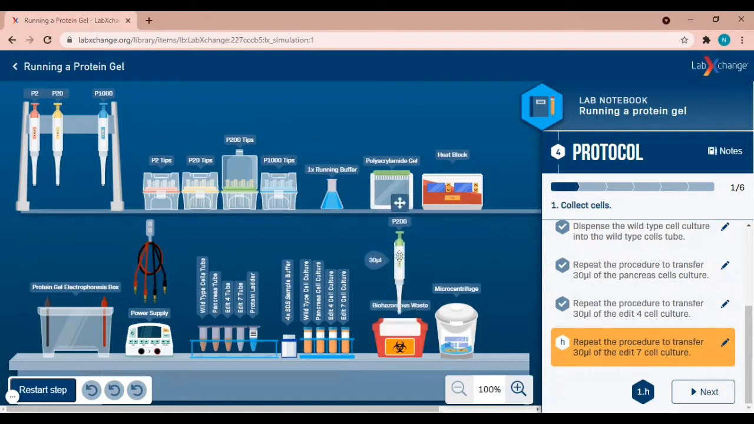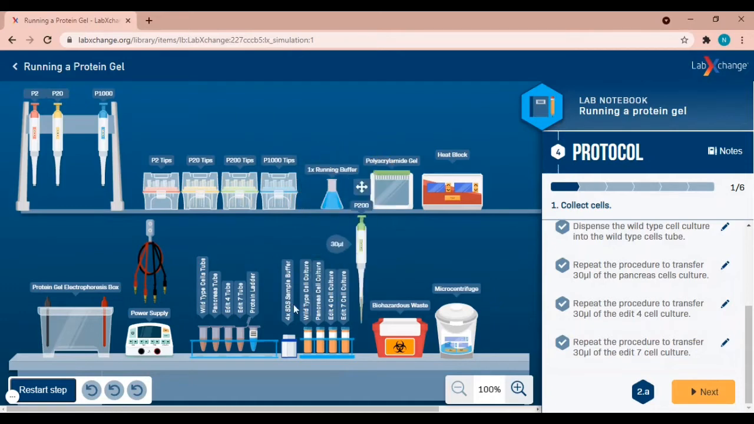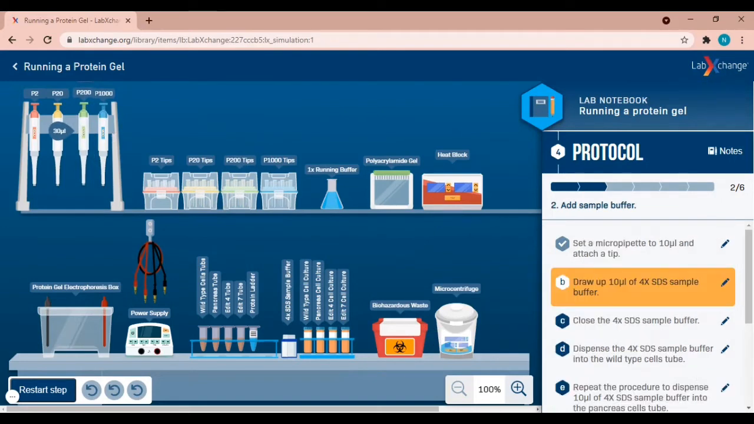Eject the tip into the biohazardous waste container and then attach a new tip to repeat the procedures. Now draw up the edit 7 cell culture. Then dispense into the edit 7 tube. Right, done for protocol number 1. Okay, don't forget to eject the tip. Alright, next.